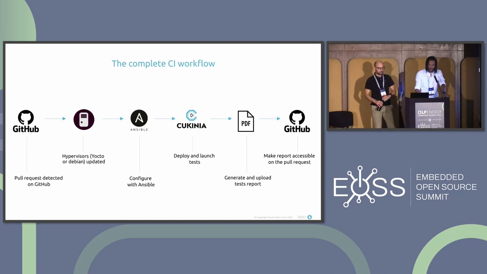As Eloi said before, there are today around 700 tests. So the coverage is not perfect. Each time there is a new use case, we add it to this bank of tests, and the system gets more and more reliable. At the end, we generate a test report, and this report is accessible on GitHub. The whole cycle takes around 20 minutes.